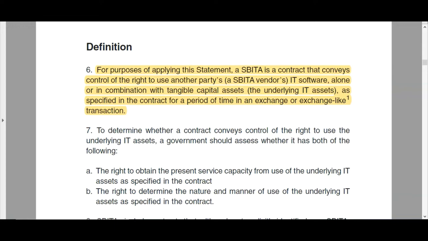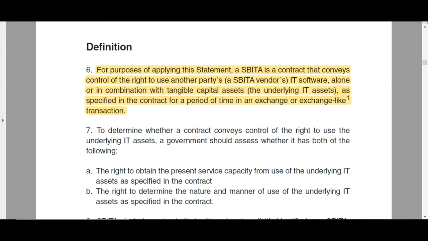So what is the definition? We're just going to look at GASB 96. This is actually the GASB 96 statement, and we just felt like it was best to go straight to the horse's mouth for this video presentation. For purposes of applying the statement, a SBITA is a contract that conveys control of the right to use another party's IT software, alone or in combination with tangible capital assets as specified in the contract, for a period of time in an exchange or exchange-like transaction.